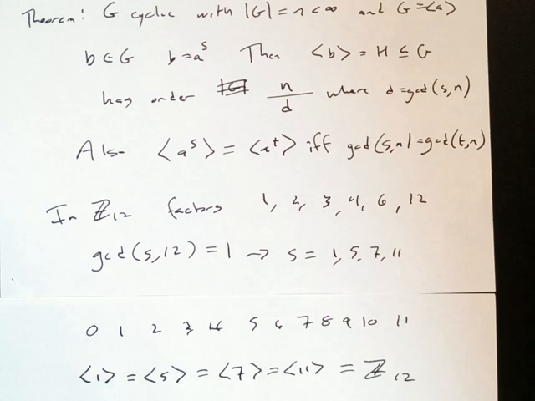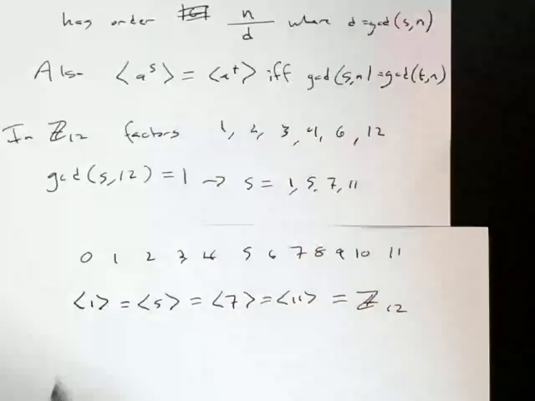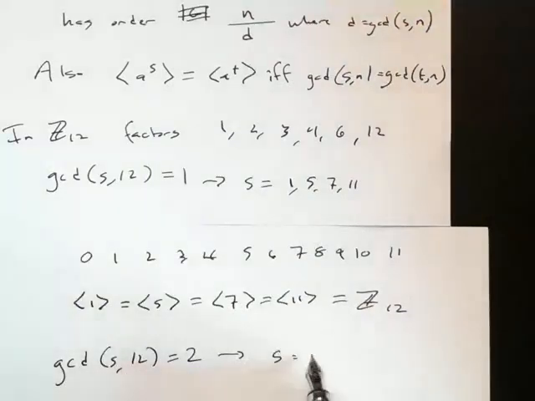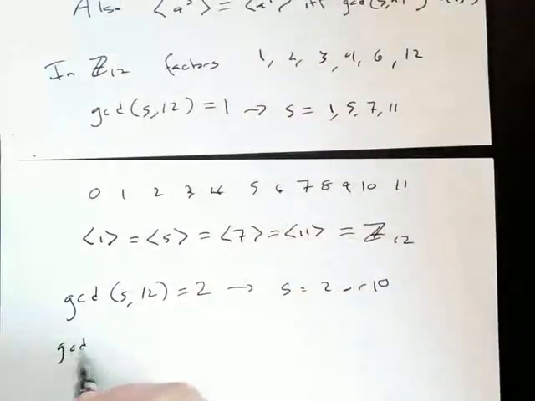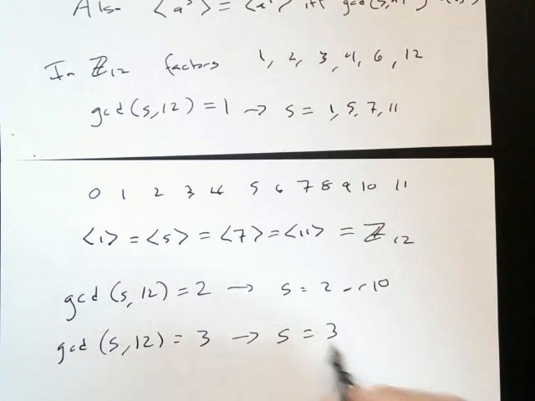If you use 5, we did 7, didn't we? 7, we did that as one of our generated ideas on Thursday. We already did 2 and 10. The greatest common divisor of S and 12 is 2 implies S is 2 or 10. What about the greatest common divisor of S and 12 being 3? Well, then S could be 3. What else could it be?